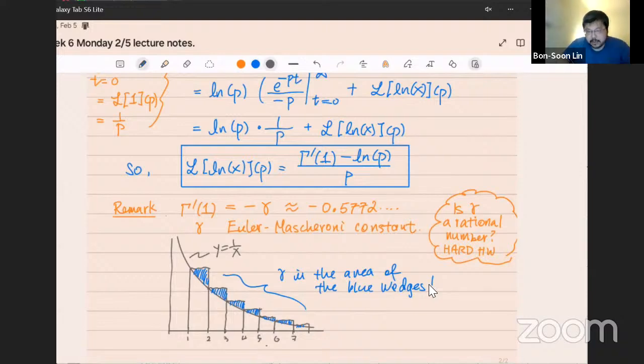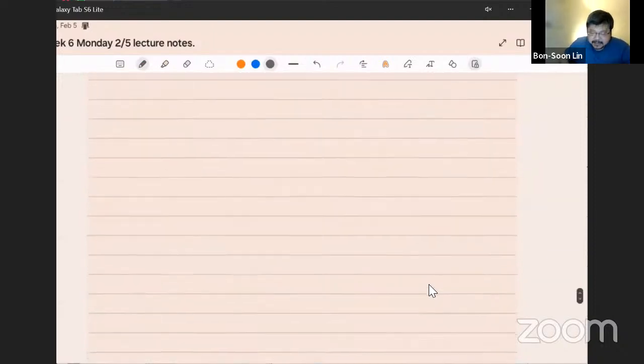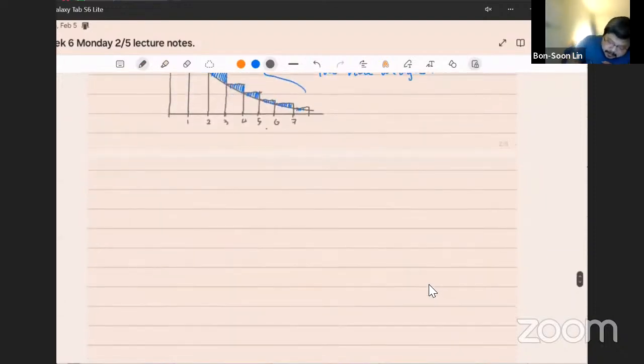I want to make another remark, since we're talking about random stuff about gamma. This is just a random fun fact, okay? So remark number 2, this is just a random fact about gamma.